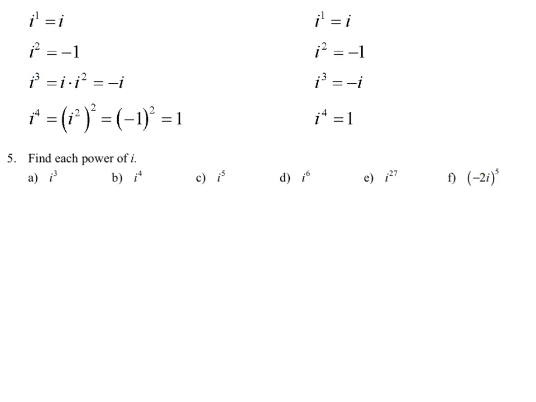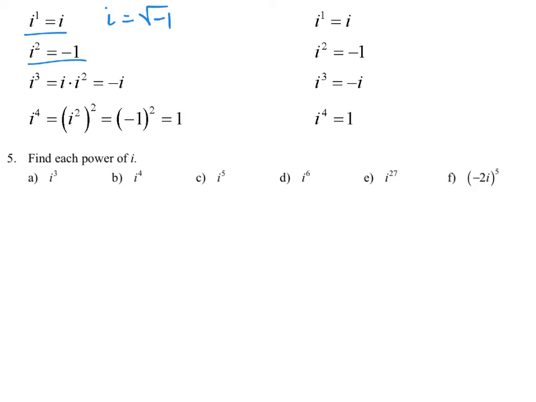In example 5, we want to find each power of i. Since i to the first we can write as i, and i is the same thing as the square root of negative 1, then i squared is equal to negative 1. So these are ways we can simplify any higher powers of i. Since i to the third can be written as i times i to the second power, and i to the second power is the same thing as negative 1, i to the third is simplified to negative i.